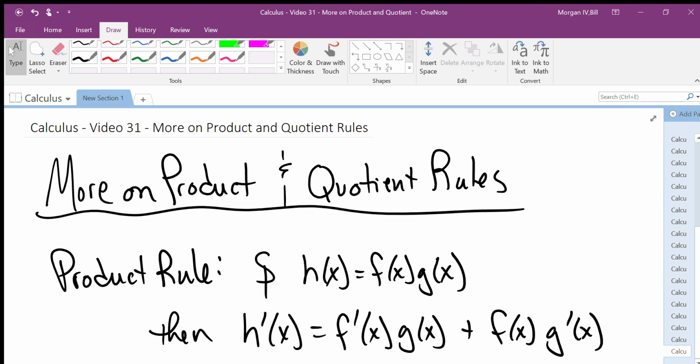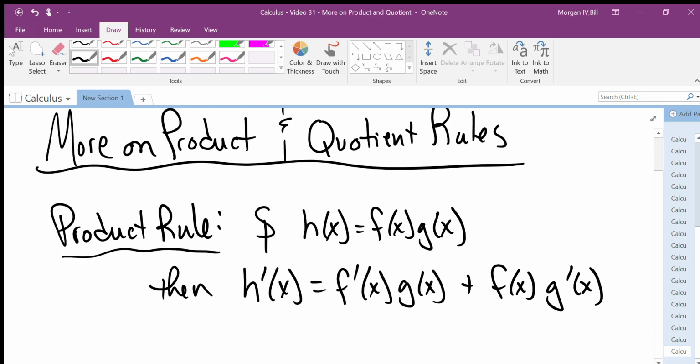Calculus, video 31, more on the product and quotient rules. Alright, so just a couple little things we can do with the product and quotient rules. So, product rule, we've seen this a few times. It says, suppose that h of x is equal to f of x times g of x, two functions multiplied. Then we know that the derivative, h prime of x, is f prime of x, g of x, plus f of x, g prime of x. And that is the product rule.